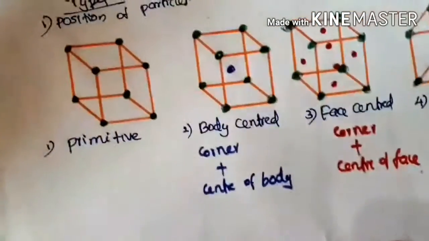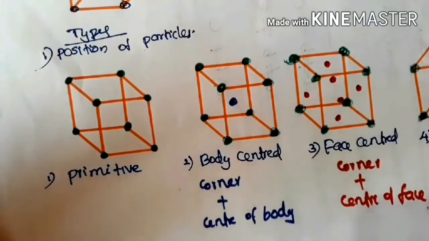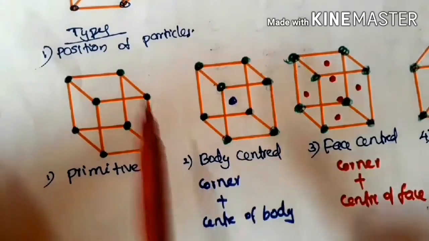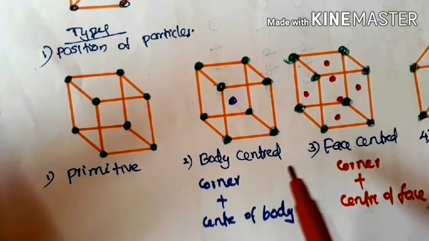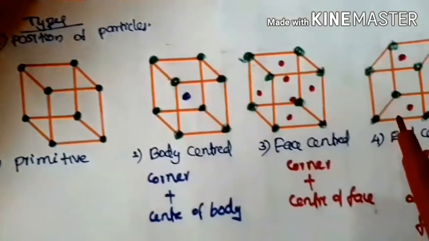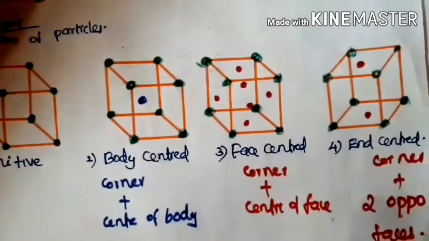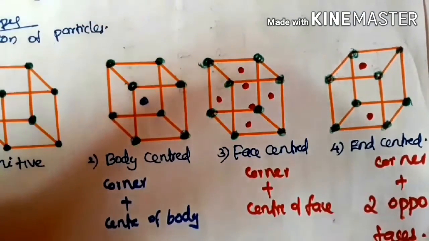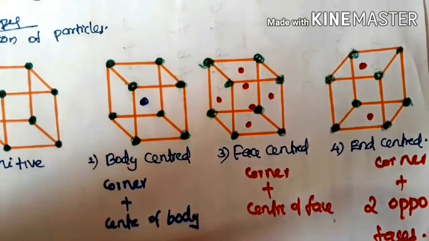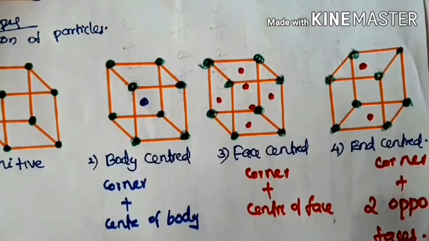So, let us see once again. Primitive unit cell: here, the constituent is present only on corners. Second is body centered: here it is present in corners and in the center of the body. Face centered: in corners and in the center of each face. And end centered: atoms present in corners and at the two opposite faces.